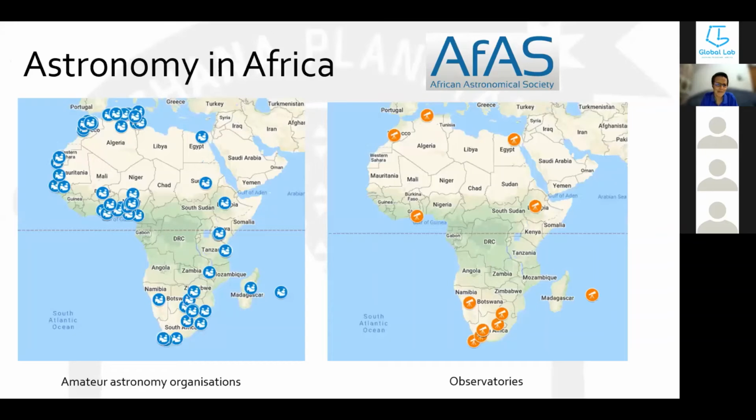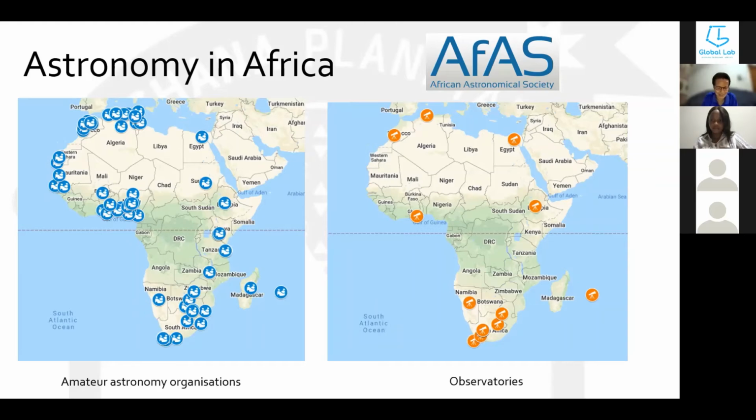So leaping ahead a little bit, I just wanted to show the wider aspect of astronomy in Africa. So we now have AfAS, the African Astronomical Society, to promote the sustainability of astronomy in Africa, be a voice for astronomy in Africa, and promote professional astronomers and so on. The outreach committee created these maps. They're actually interactive, though obviously these are just screenshots. Maybe I can share the links with Gamali later.